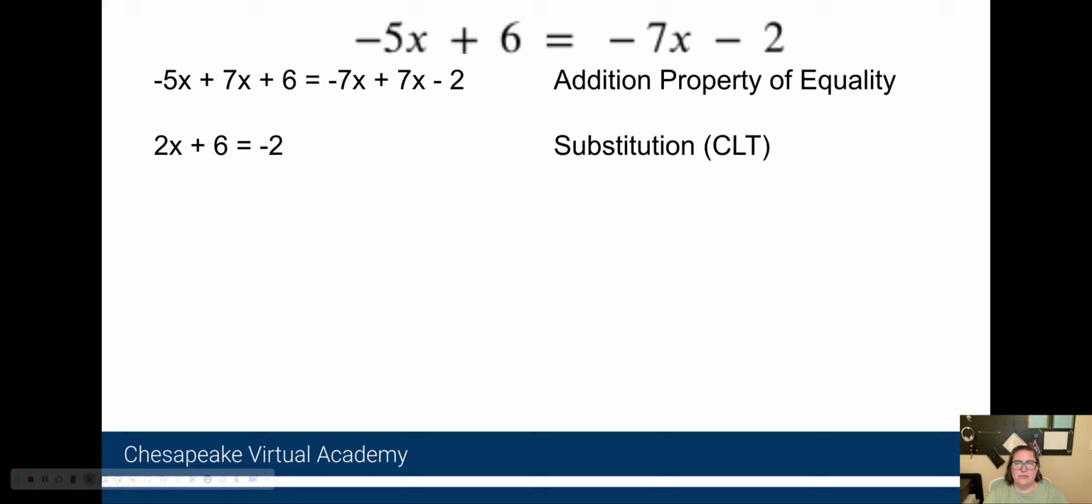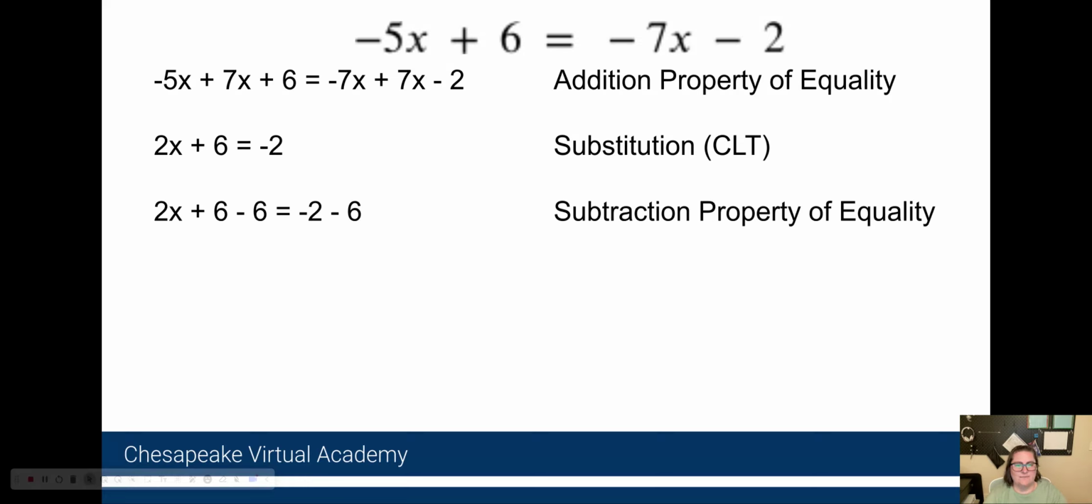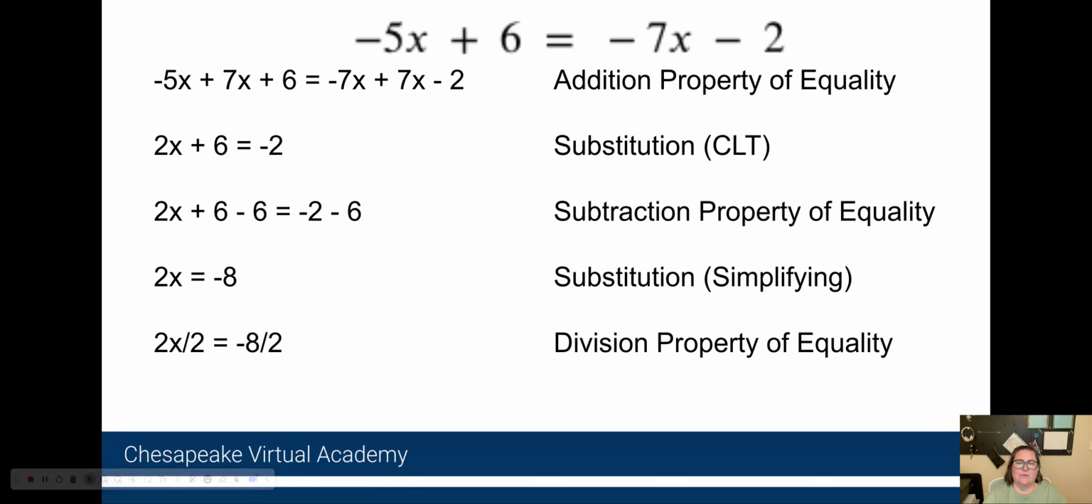That gives me 2x plus 6 equals negative 2 when I reduce, or combine my like terms, by substitution property. I then want to move that 6 to the other side, so I'm going to subtract it, and that reduces to 2x equals negative 8. Again, I'm going to divide to get rid of the coefficient of that x, and I get x equals negative 4. Again, I'm doing that division property and then simplifying with substitution.